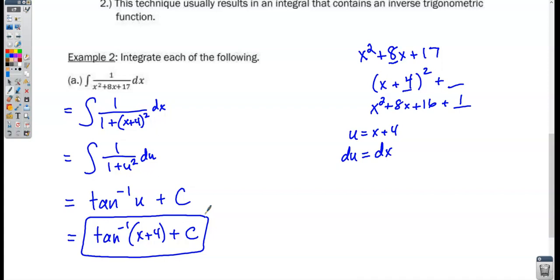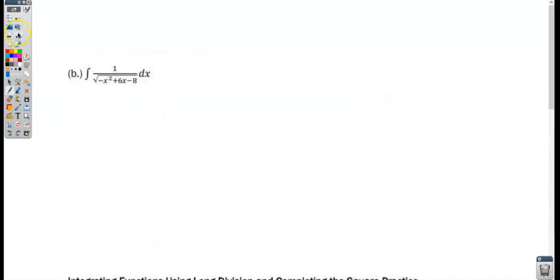Alright. Let's go ahead and look at one more example here. Part B, we're going to take the integral of 1 over the square root of negative x squared plus 6x minus 8. Alright, so we want to complete the square with negative x squared plus 6x minus 8. And the first thing I'm going to do is factor out a negative 1 so that my leading coefficient is positive.